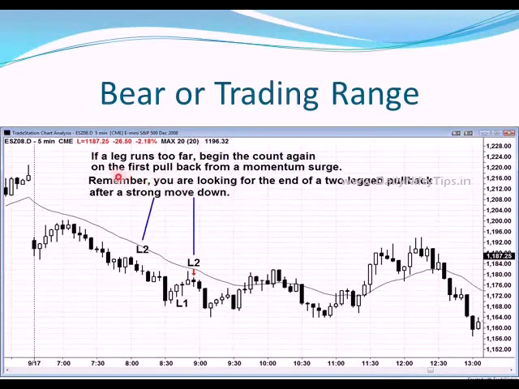And again, if the move goes down too far, you start the count over again. You can call this a low 1 because of this pullback. You could also call it a low 2. The market went up here, down, and up a second time. The market traded down again, broke to the downside again. So at this point, I would start the count over again.